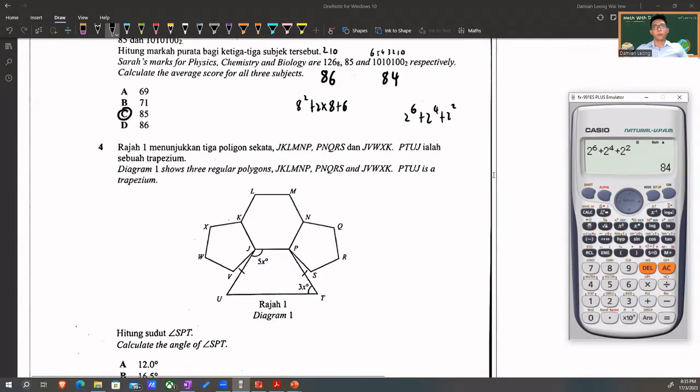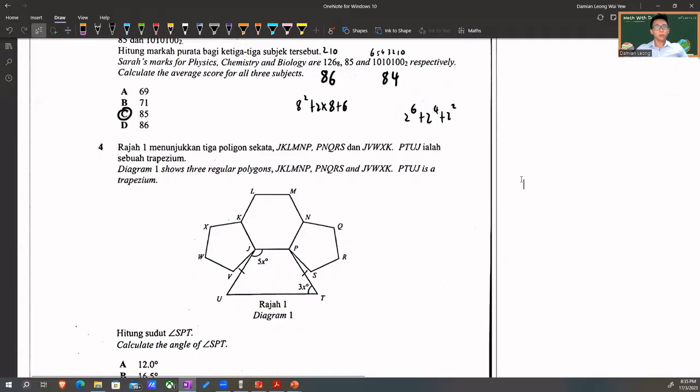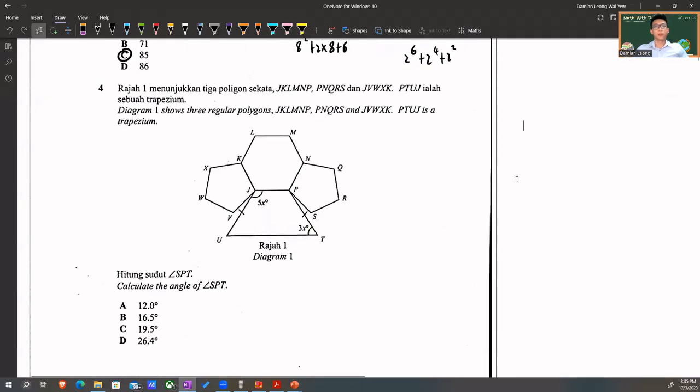Then question 4. In the diagram here, I have 3 regular polygons. PTUJ is a trapezium. So these 3 are regular polygons and this one is a trapezium. I want to find angle SPT. SPT means from S here to P to T, so it is this angle right here.